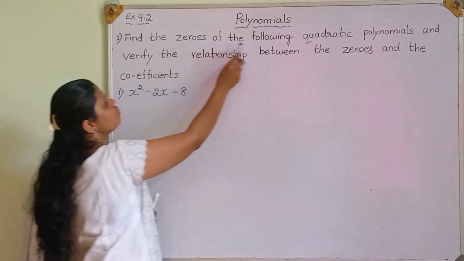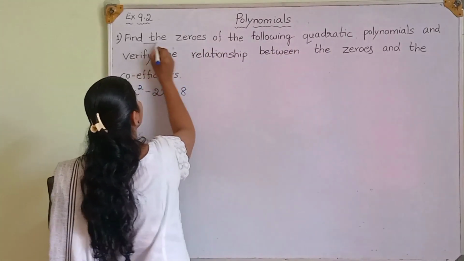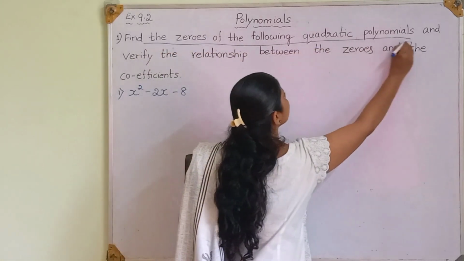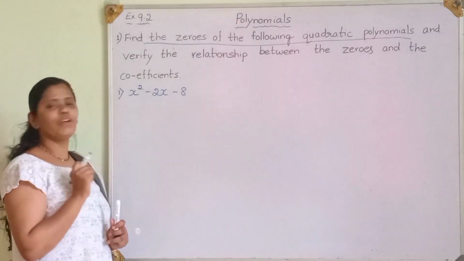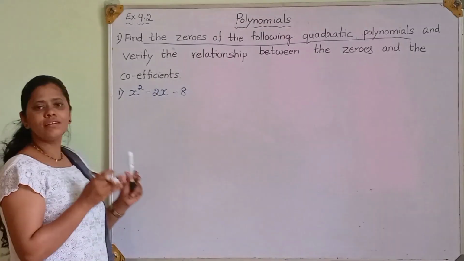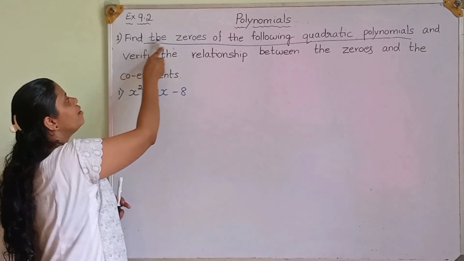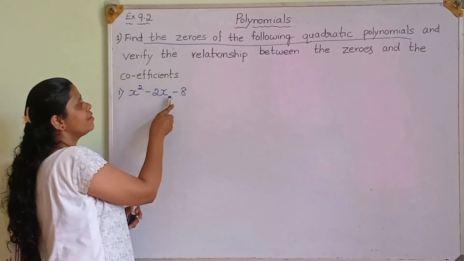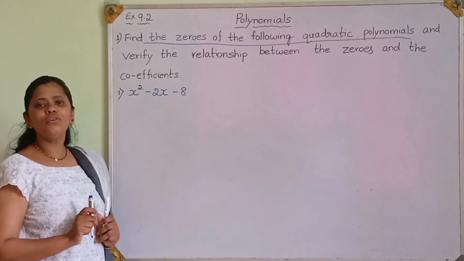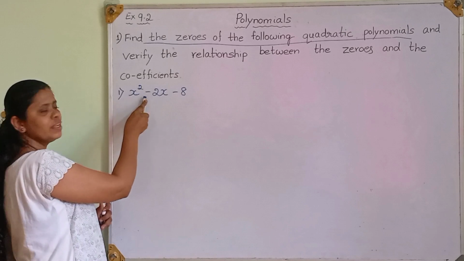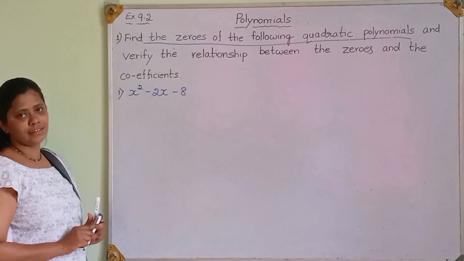Find the zeros of the following quadratic polynomials. This is the first part of the question. So, first let us solve the first part of the question. We have to find the zeros of the quadratic polynomial x square minus 2x minus 8. How do we find the zeros of this quadratic polynomial? We have to factorize this.